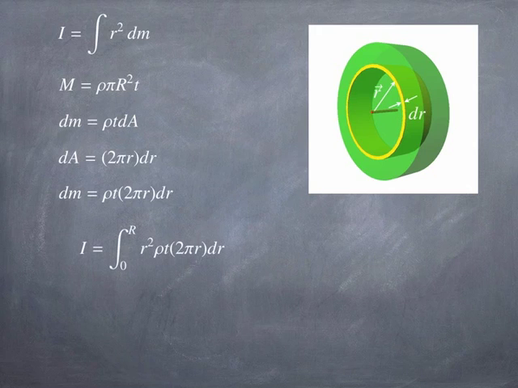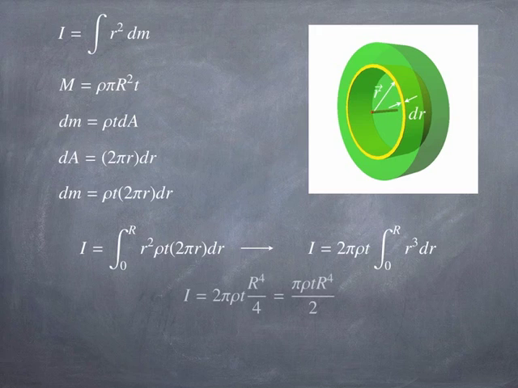Notice that rho, t, and 2 pi are all constant, so they come out, and I end up with the integral of little r cubed dr from the origin all the way out to big R. Of course, that's an easy integral to do. It's just big R to the 4th over 4. I can simplify, and I get that it's pi rho t R to the 4th over 2.